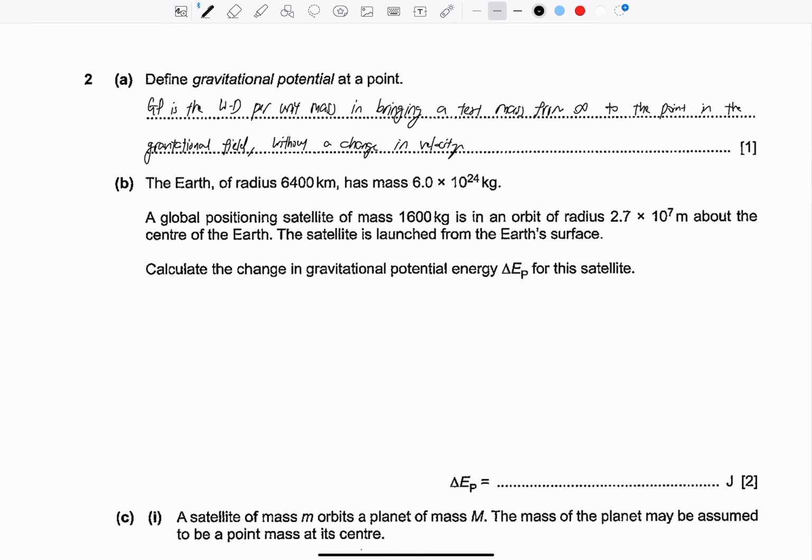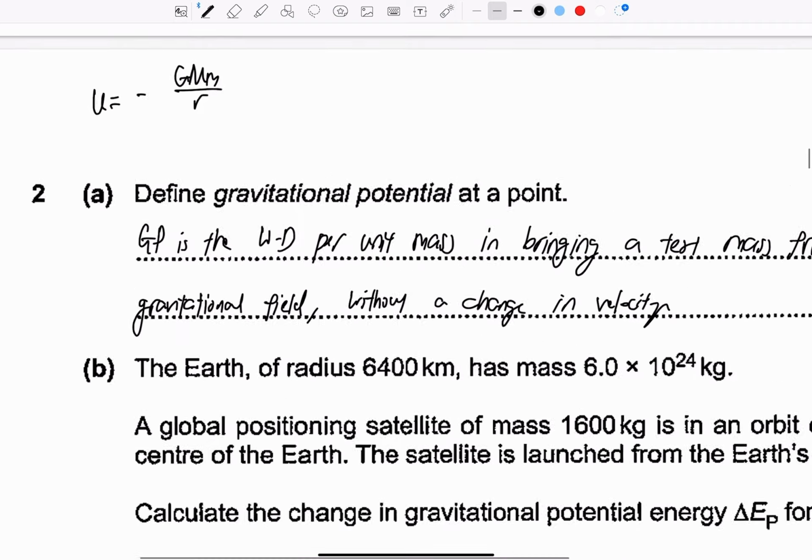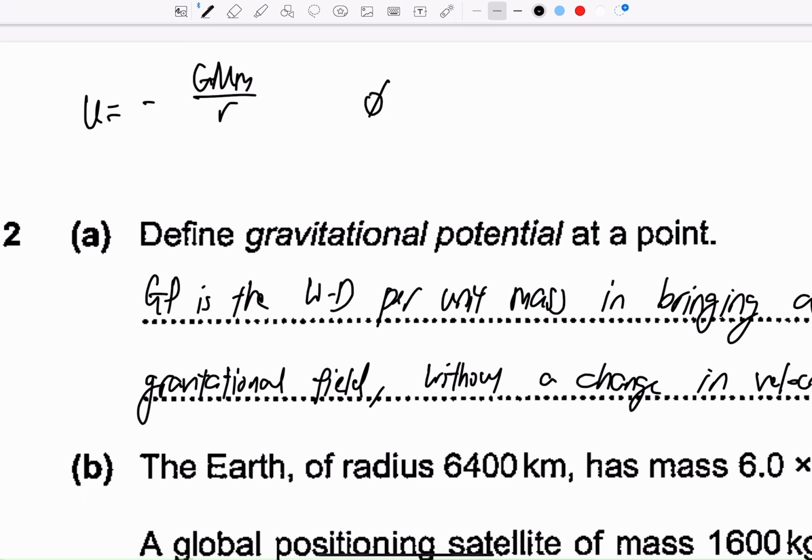So some students might find it difficult to memorize the difference between gravitational potential energy and gravitational potential definition. So what's the difference? We'll start off with gravitational potential energy. Gravitational potential energy is sort of self-explanatory. Energy is like work done, they're equivalent, the units are the same. So gravitational potential energy is the work done in bringing a test mass from point of infinity to a point in the gravitational field.